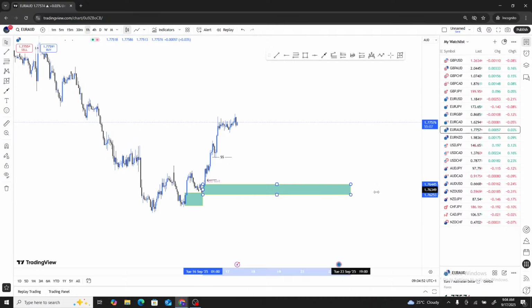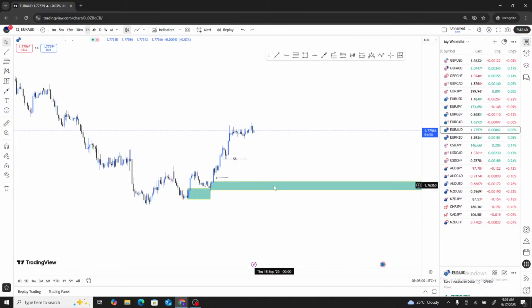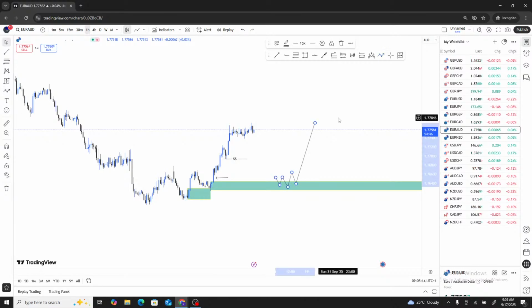So on 1 hour time frame, what are we expecting? We expect price to tap into this order block right here. Price should tap into the order block and give us a confirmation entry on a lower time frame, and boom, continue its movement to the upside.